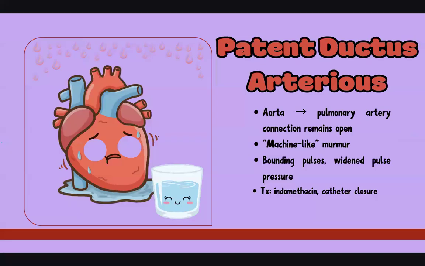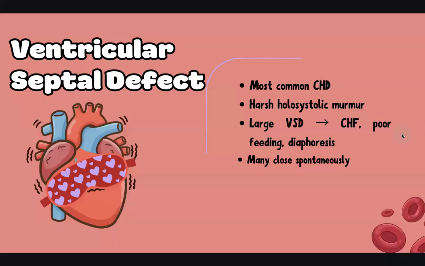All right, PDA. It's the connection between the aorta and the pulmonary artery. They have that in the womb. It's going to stay open instead of closing like it's supposed to. They have a mechanical sounding murmur, and they tend to have bounding pulses and widened pulse pressure. I'm going to talk about what widened pulse pressure is in the lecture on PDA specifically.